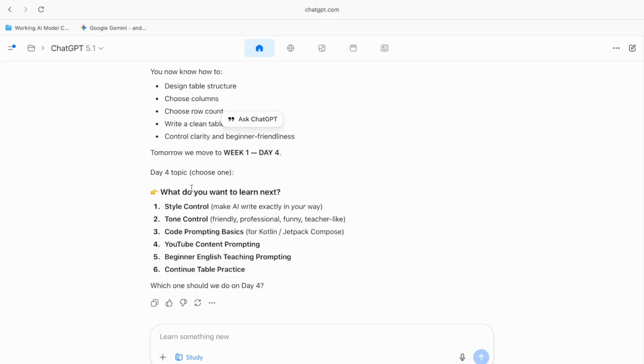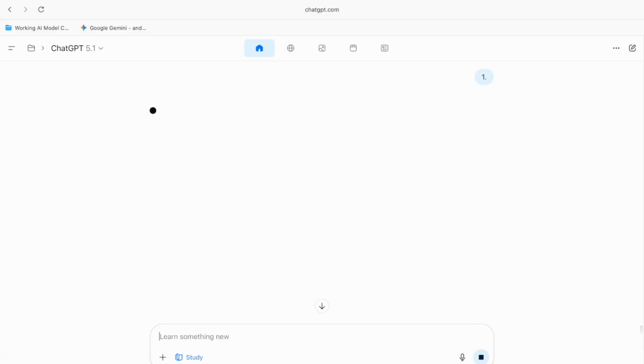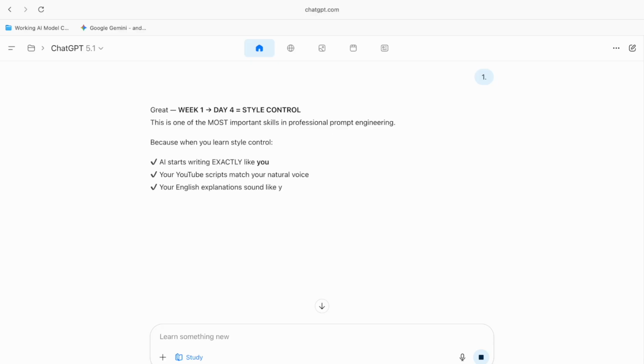Photo, choose one. Style control, like make AI write exactly on your way. Tone control, I want all of them. So first, in one way. There's something I also want to know: what will happen if AI writes in my way? Will the content that I post in a blog post be AI written or like a general article? I'm gonna ask this question later on.